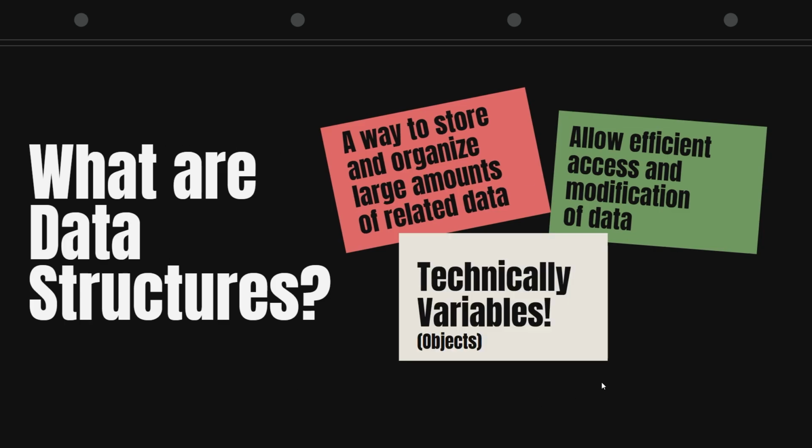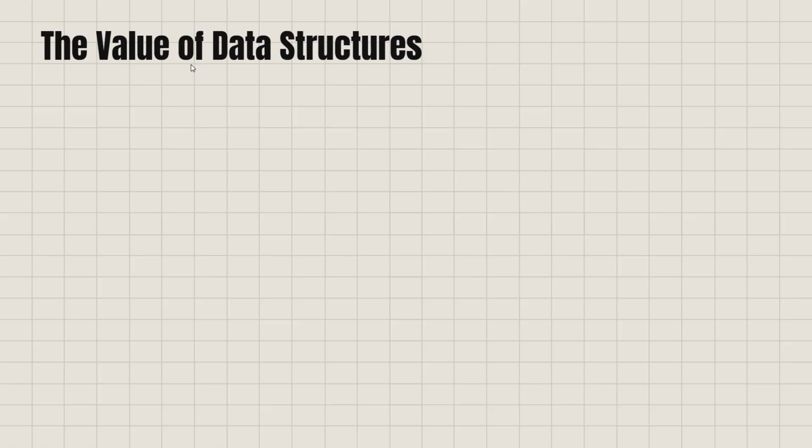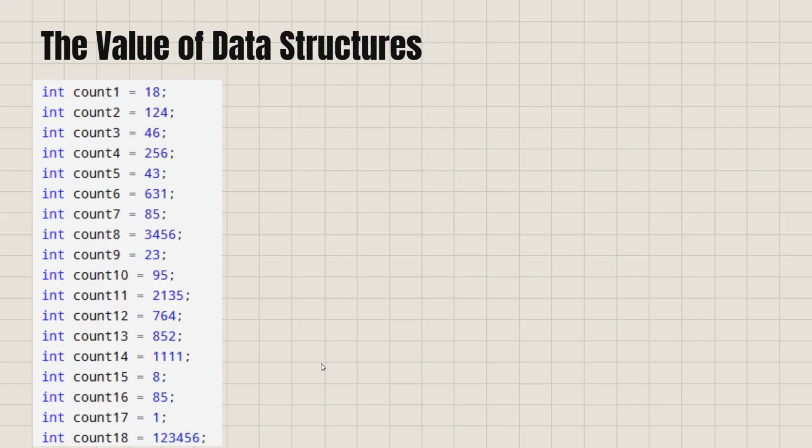Also, data structures are technically variables. They're objects, complex things that hold more than one thing. You'll see more why, but data structures have their own data type. You can give them names, and they have their own space in memory. So by all technicality, they are also variables. Using data structures in code helps out a bunch.